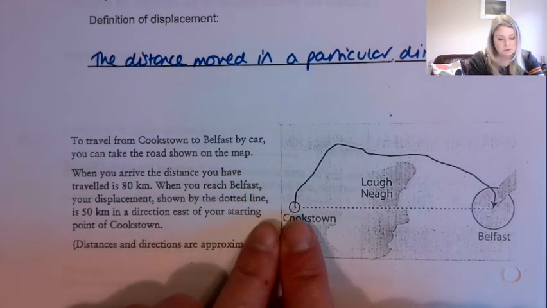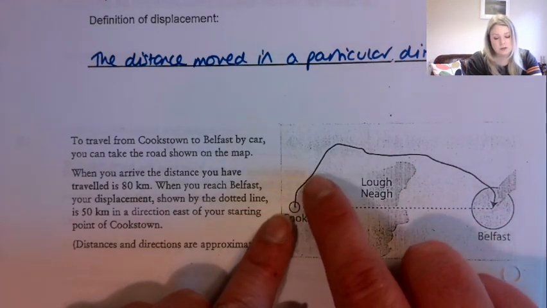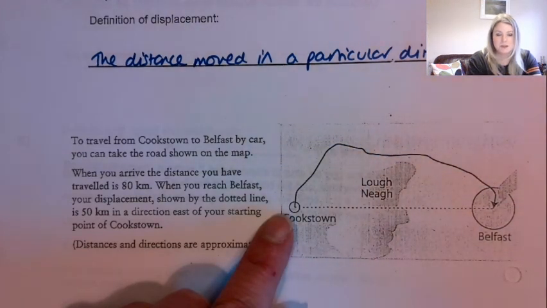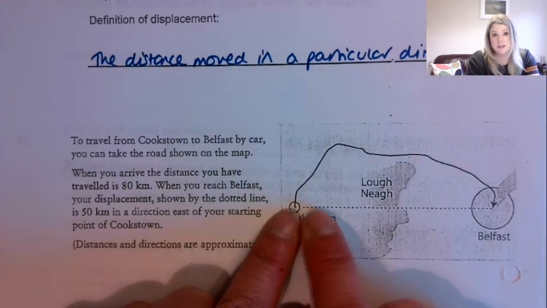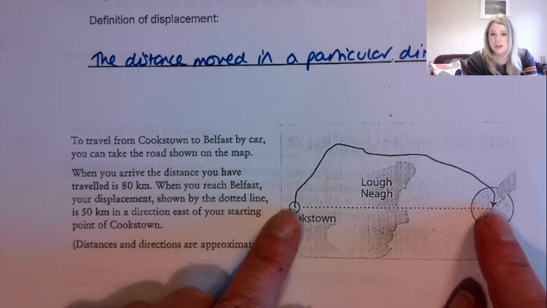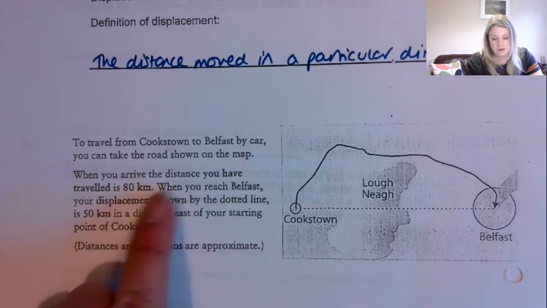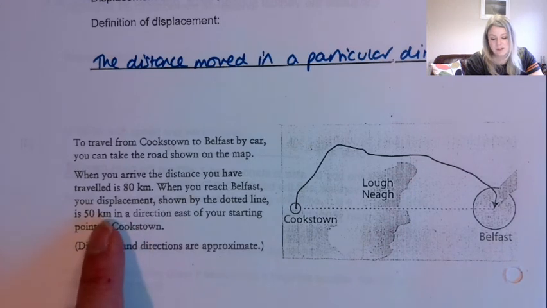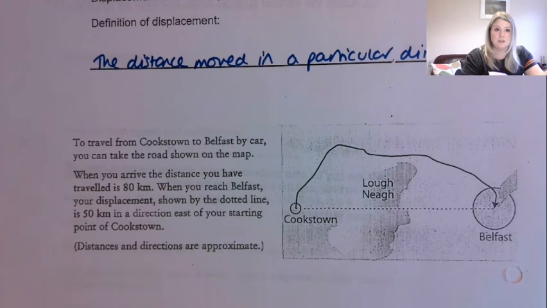So little diagrams like this are always used to explain the difference between distance and displacement. Say you travelled from Cookstown to Belfast, your total distance travelled would be all of this distance added up together. But your displacement from where you started is just this distance here, and you would always state it with a direction. So when you have arrived, you've travelled 80 kilometres, but your displacement is 50 kilometres east of your starting point. So you've ended up 50 kilometres away from where you started, but you've travelled 80 kilometres in the meantime.